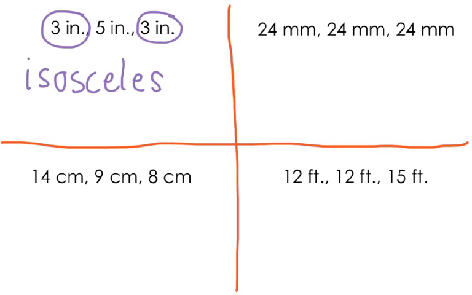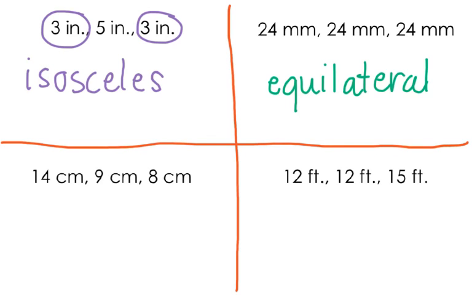Okay, we look at this next one here. I see it's got side lengths of 24 millimeters, 24 millimeters, and 24 millimeters. So all of these are the same. Therefore, this would be considered an equilateral triangle. In the next one here, we've got side lengths of 14 centimeters, 9 centimeters, and 8 centimeters, none of which are the same. So this would be considered a scalene triangle.